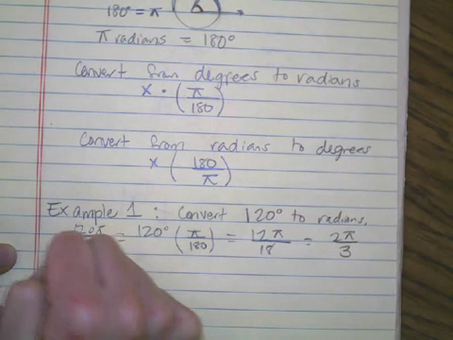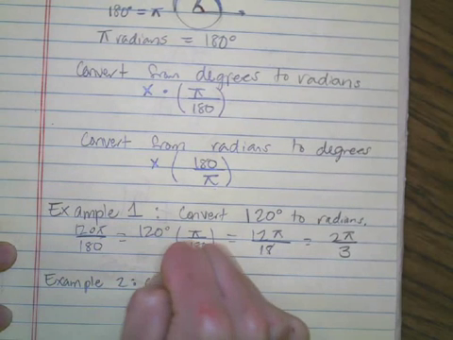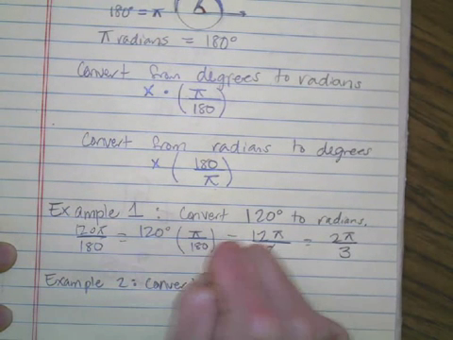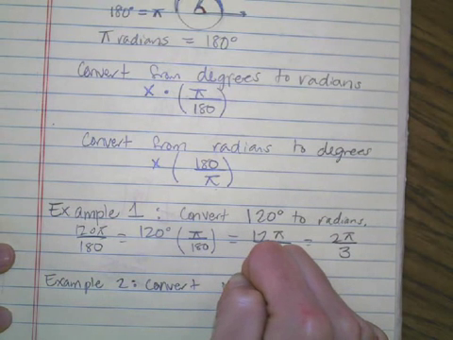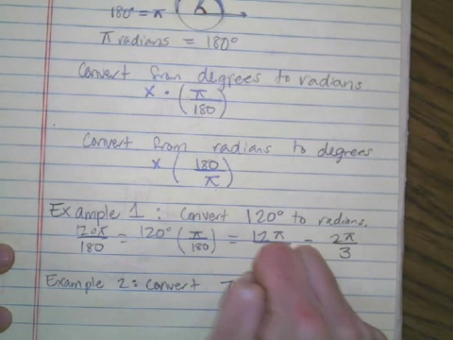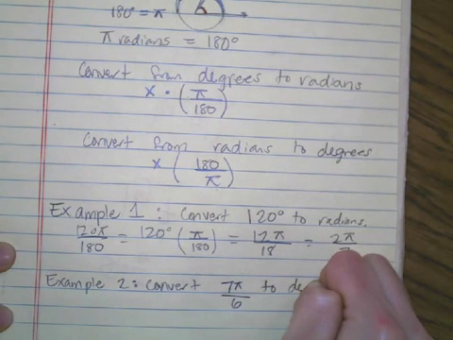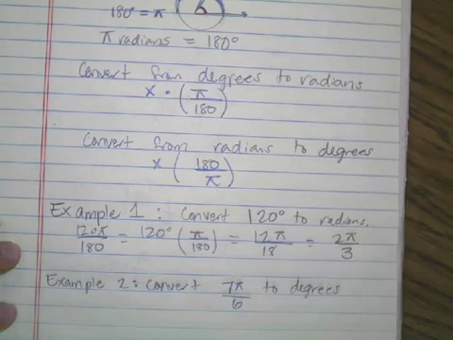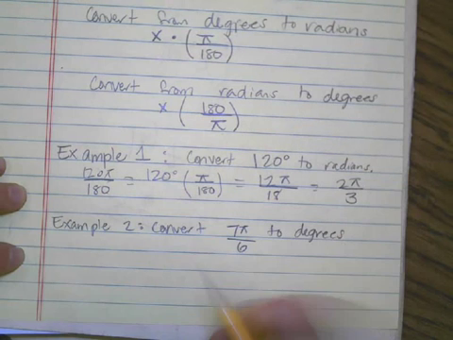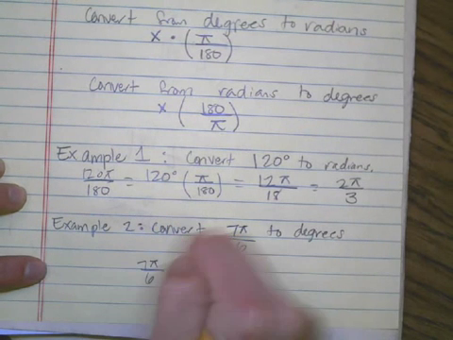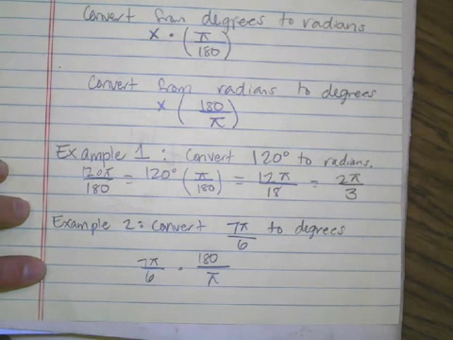The next example, I'm converting 7 pi over 6 to degrees. So you're starting with radians, so you go to degrees. So 7 pi over 6 times 180 over pi. So what happens to the pi's?